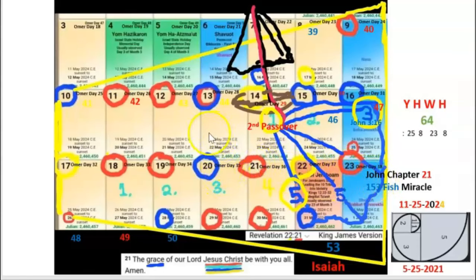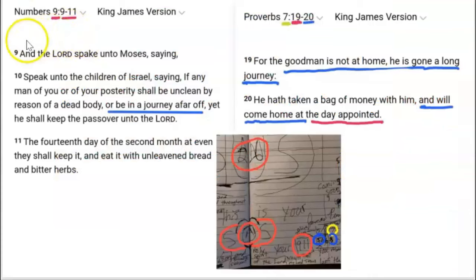So let me show you something. Now, the second Passover this year is May 23rd, 2024. Okay. Now, this is falling on Omer Day 29. Now, I've mentioned this many times in previous videos that 29 means resurrection. Now, I want to show you something else. Now, I want to read Numbers chapter 9, verses 9 through 11.